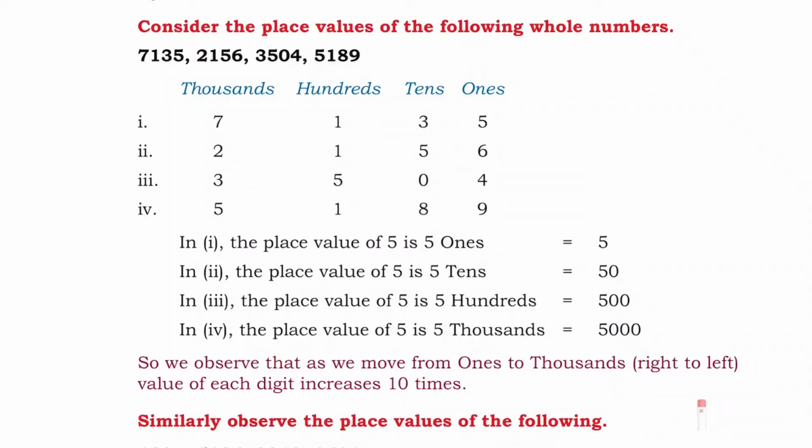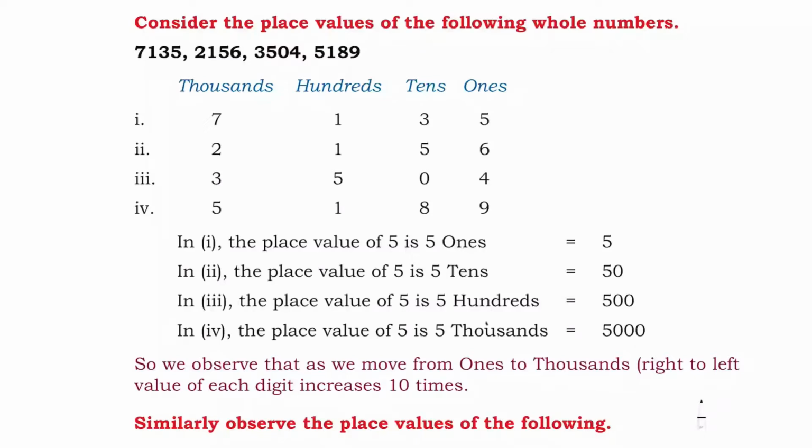So let's consider the place values of the following whole numbers. We have 7135, 2156, 3504 and 5189. Now we have to write these numbers in their corresponding place value houses. This is how it looks. Let's see the first number. We can see that 7 is in the thousands place, 1 is in the hundreds place, 3 is in the tens place and 5 is in the ones place. That is for 7135. In the same way, 2156 can be written this way, 3504 can be written this way, and 5189 can be written this way.